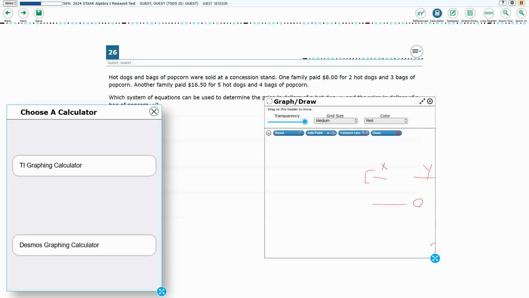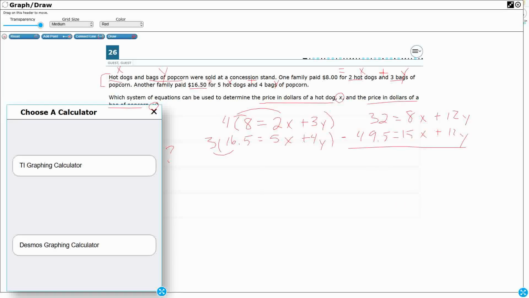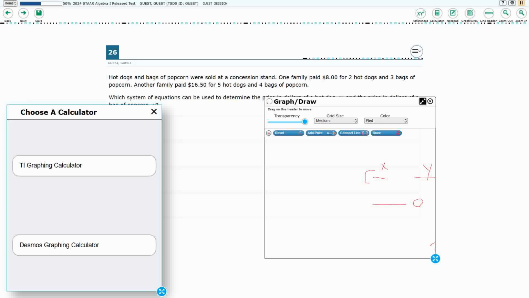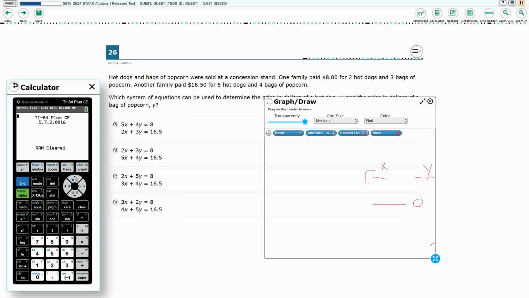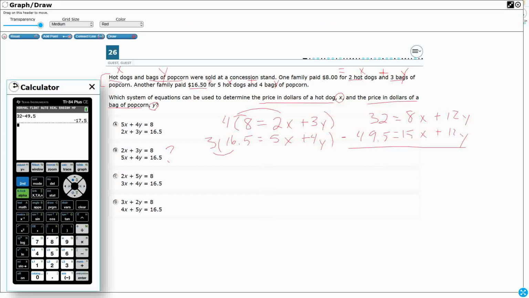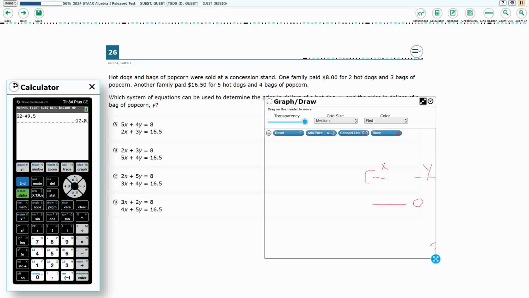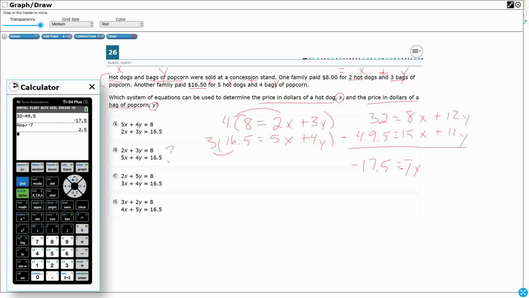Let's go ahead and make sure we do this right. I've got the 49.50 and the 32. So 32 minus 49.5 is negative 17.5. And that's going to end up being negative 7x. So let's divide this by negative 7. All right, so it looks like my x equals 2.5.